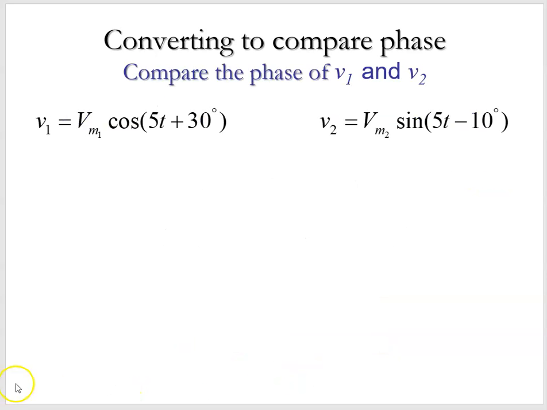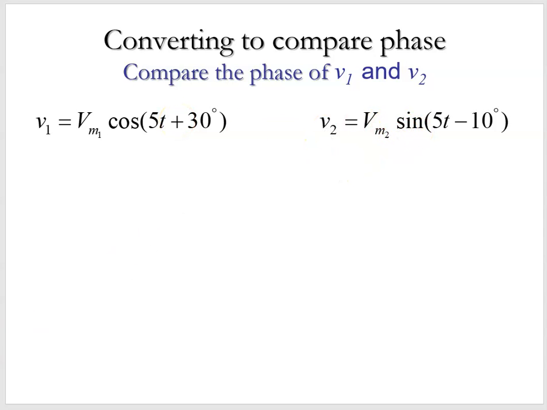So let's look at an example here. If we want to compare the phase of V1 and V2, V1 has an angular frequency of 5 radians per second, as does V2, so we can compare them both. V1 is a cosine function, V2 is a sine function. They have different amplitudes. We don't care about those because we're just comparing the phase shift. So now we can go ahead and compare them, but we need to either convert the cosine to a sine or the sine to a cosine.